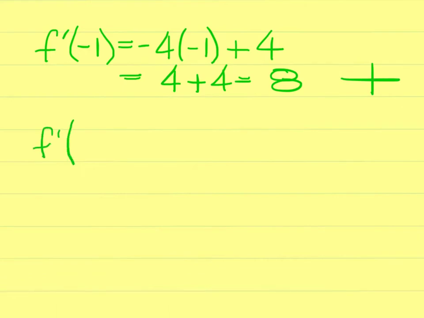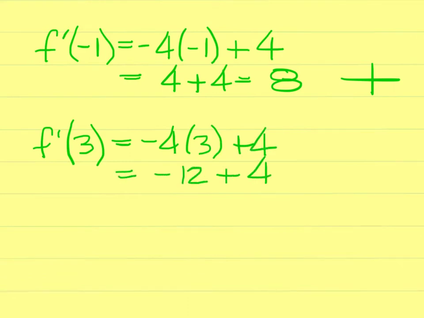Now evaluate the first derivative for 3. Remember, we chose -1 and 3 out of thin air, just because they're on either side of the x value of 1. So -4 times 3 plus 4, that's -12 plus 4, which is going to be a -8. So we have plus and minus. What should our point be? It should be a maximum. If you start with plus and end with minus, it should be a maximum.